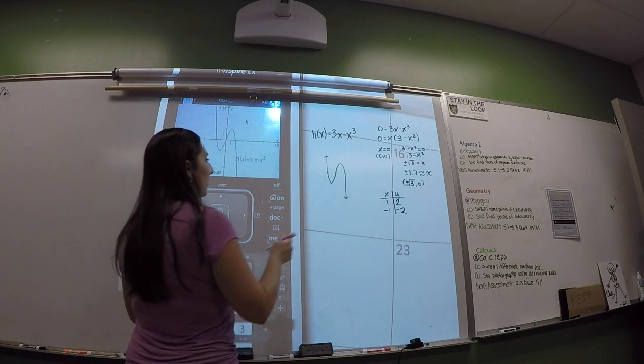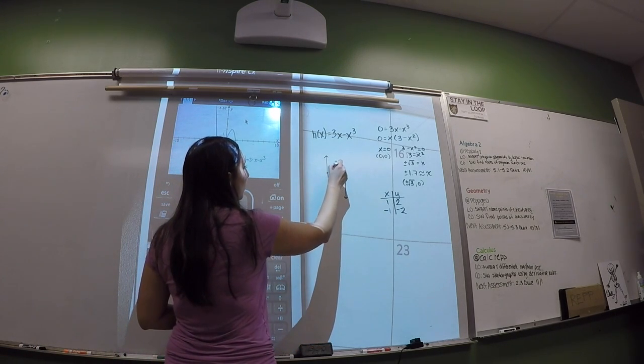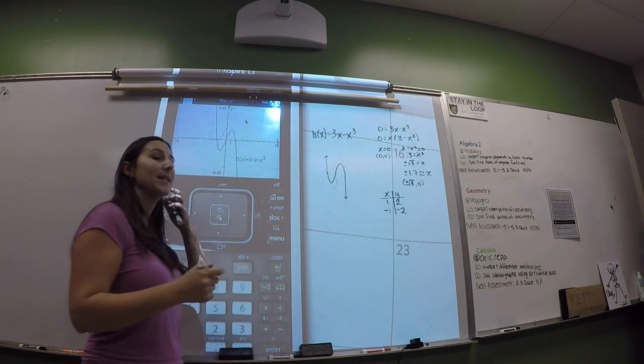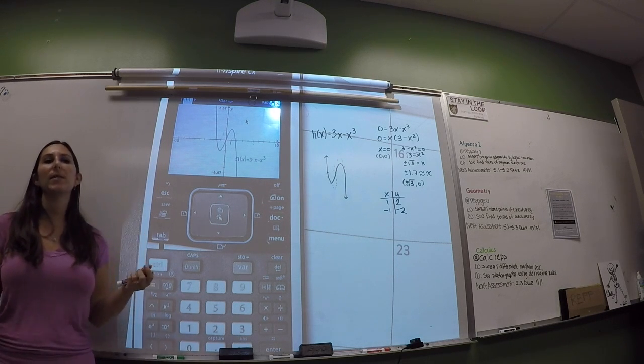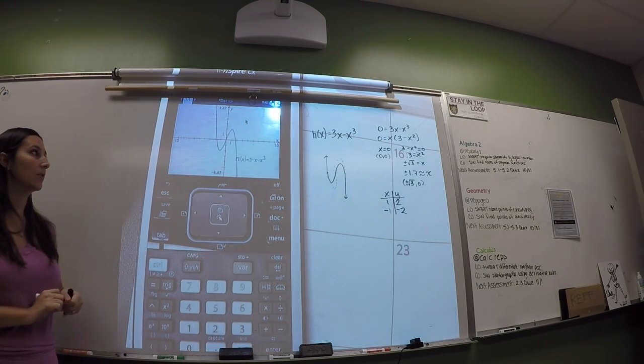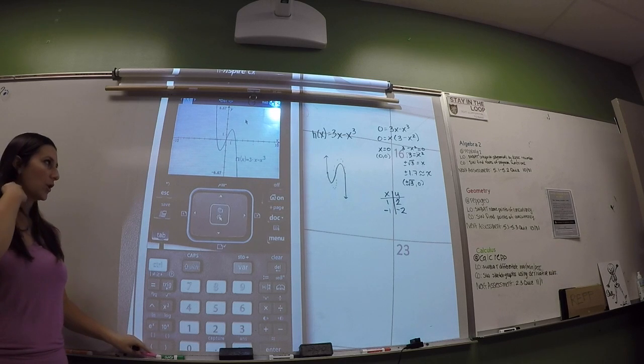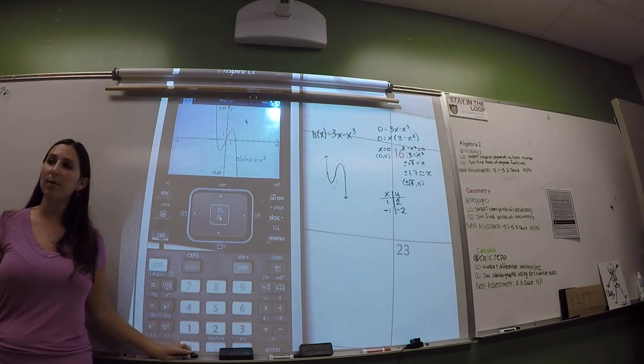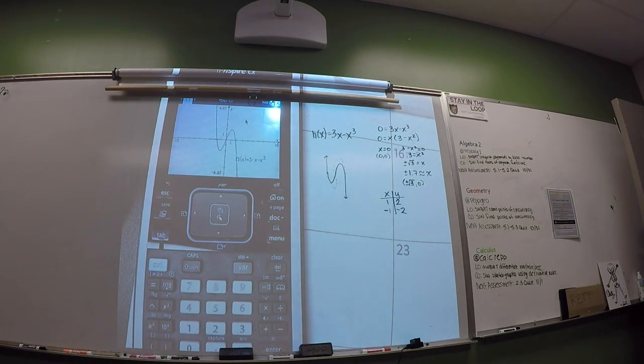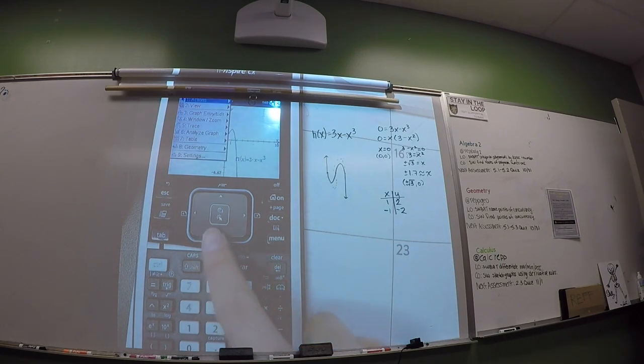Sometimes the graph could dip below or above the points that you find. Okay, so sometimes that happens. In this case, it looks like we graphed it pretty well. So to find exactly where the max and min points are, you're gonna go to menu. You're gonna go down to analyze graph, or number 6. You can click the number 6.